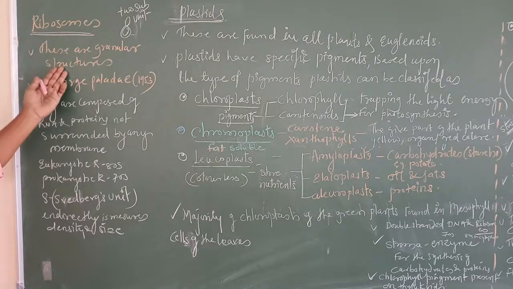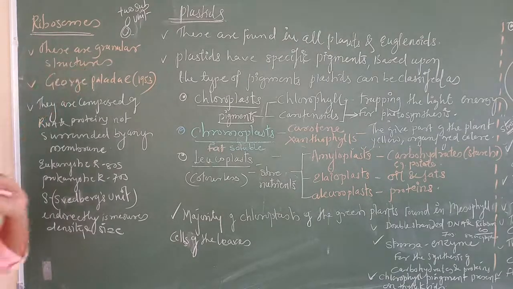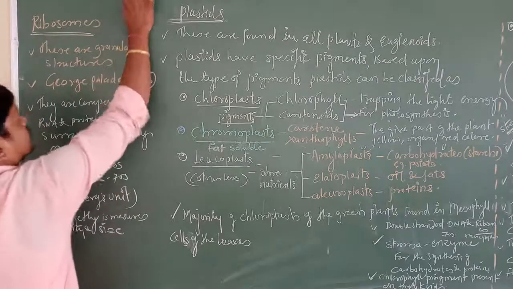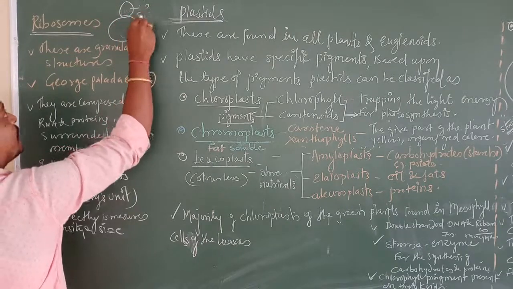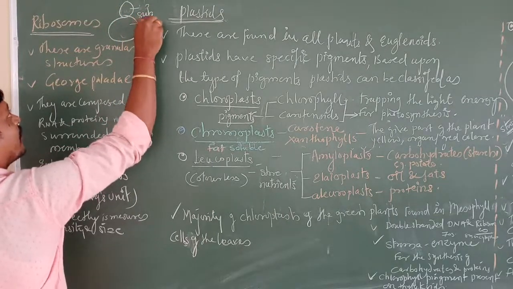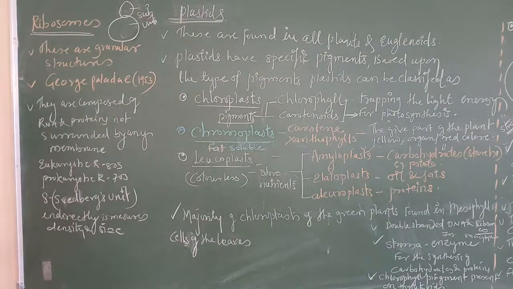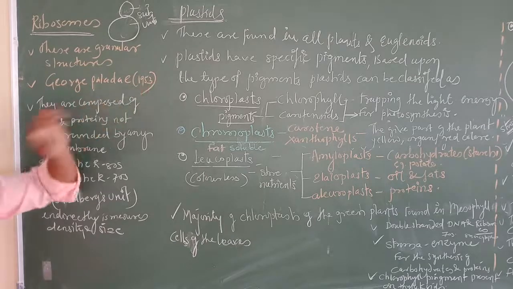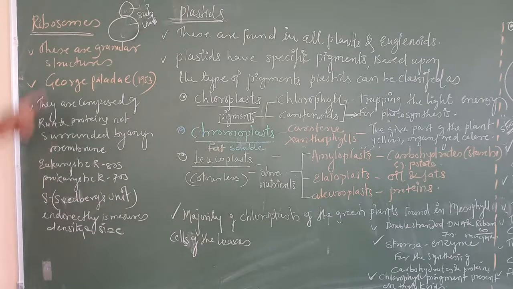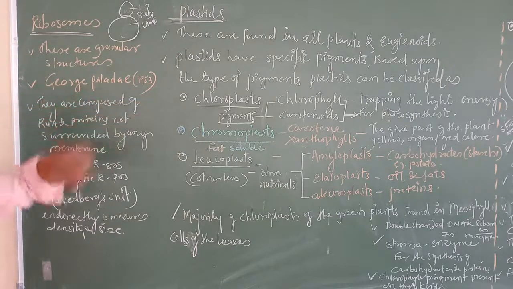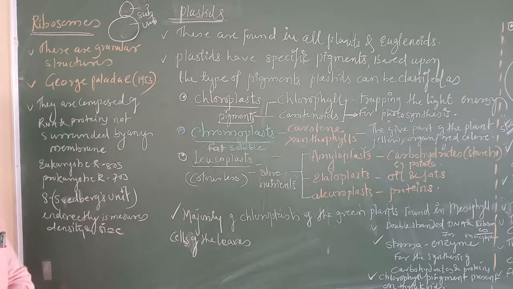These ribosomes are granular structures which are present in the cytoplasm, and each ribosome is made up of two subunits. Ribosomes are granular structures which were observed for the first time by George Palade in 1953 under the electron microscope.